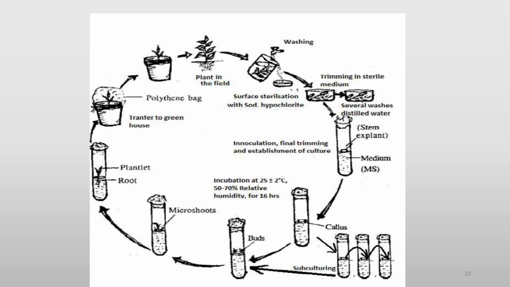You can see the buds are formed, or shoots, micro shoots are formed, and root development and plantlets, and they can be transferred to the greenhouse and polythene cover, and developed. And the same cycle can be repeated for developing another callus culture.